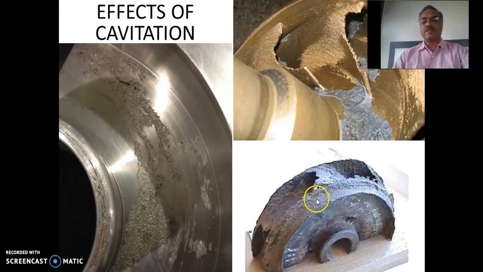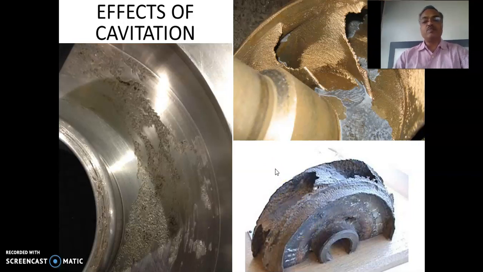These pictures very well show the effect of cavitation. See how the material is removed here. Small pits are formed on the surface of the impeller. See here, the blade is completely devastated. So these are the very deleterious effects of cavitation. Therefore, we must take care to avoid cavitation.